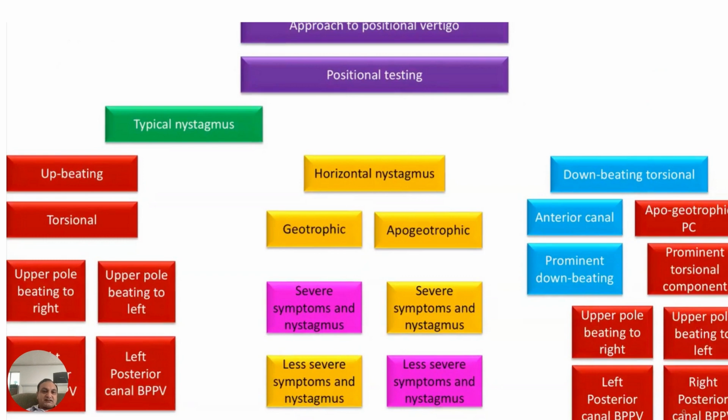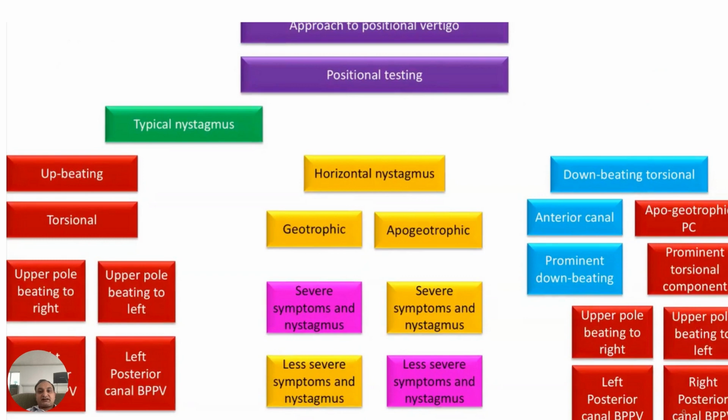You will find that if the left canal is involved, the nystagmus and the symptoms will be more when that particular ear is towards the ground. And in terms of apogeotropic nystagmus, it will be less severe.